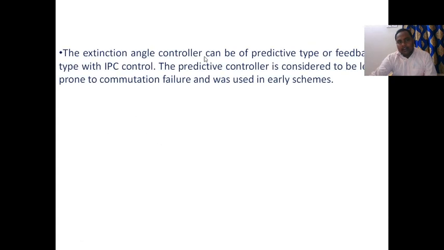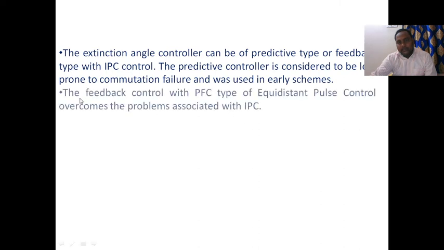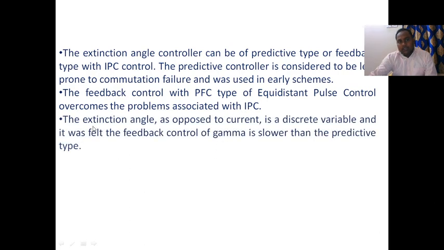The extinction angle controller can be of predictive type or feedback type. With IPC control, the predictive controller is considered to be less prone to commutation failure and was used in early schemes. The feedback control with PFC type of equidistant pulse control overcomes the problems associated with IPC. The extinction angle, as opposed to current, is a discrete variable, and it was felt the feedback controller of gamma is slower than the predictive type.